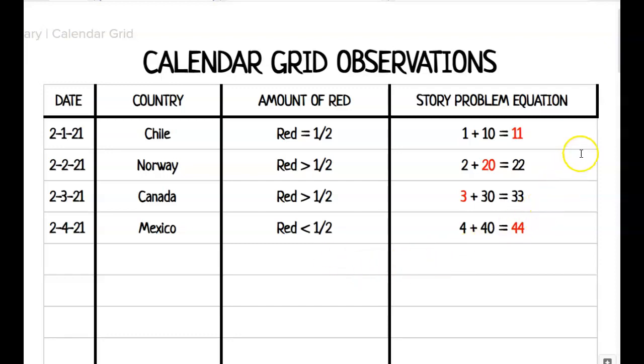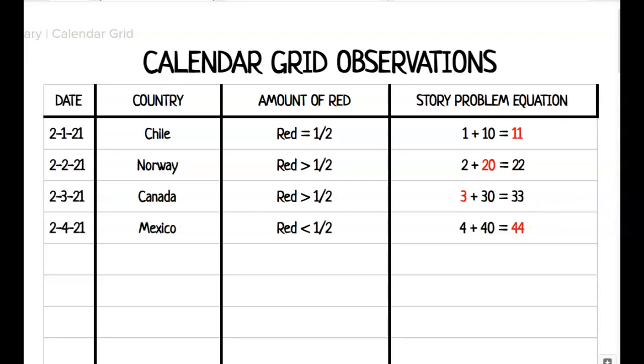Are you noticing any patterns with our story problem equations? Now you may have noticed some numbers going up. We're starting at 1 and going up to 4. We're also going up in the middle by tenths. What are we going up by over here? We'll come back to that later. It's okay if you aren't sure yet.